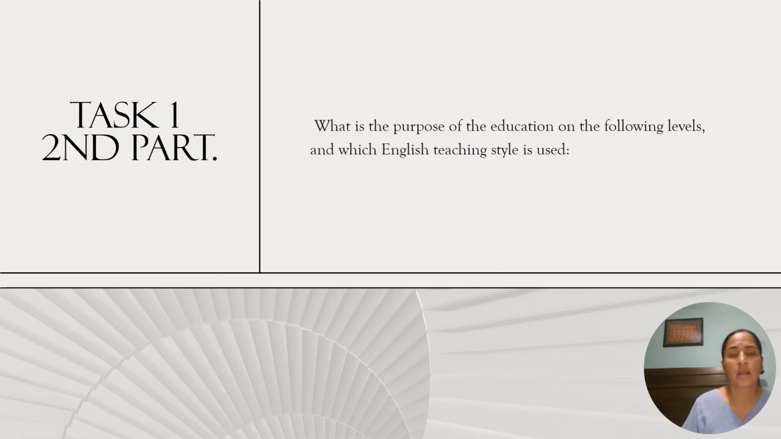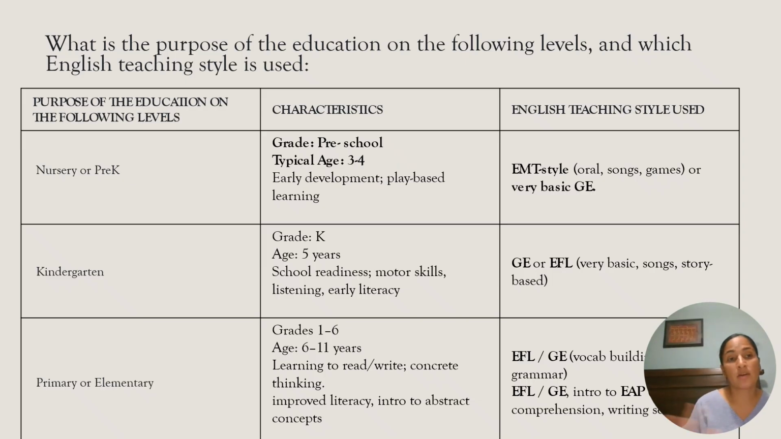In the second part, we have the purpose of education on the following levels and which English teaching style is used. We make a chart, and the first one is nursery or pre-K, which is a preschool grade, typically 3 and 4 years old, early development, play-based learning, and the English teaching style is EMT, which is English mother tongue, and they use very basic general English.